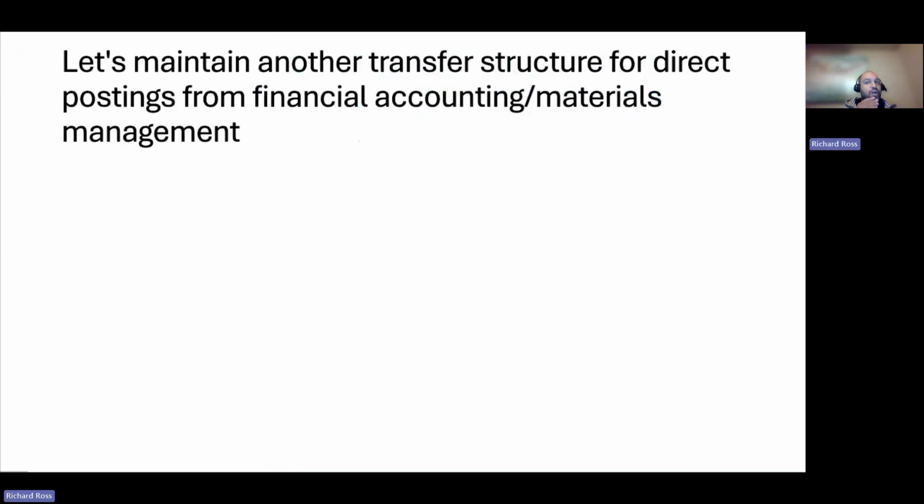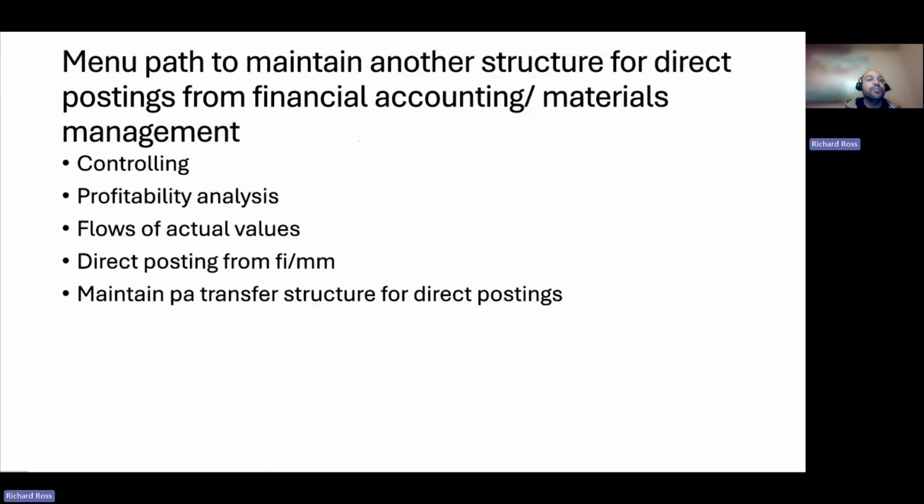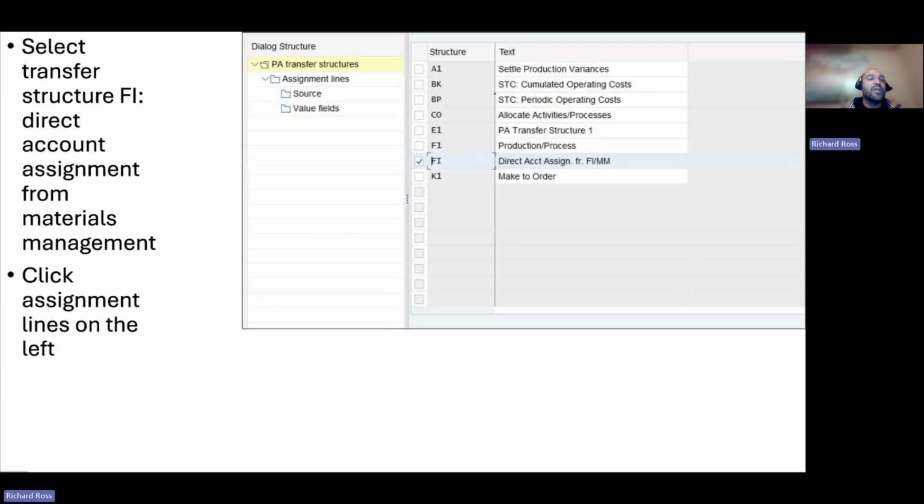Let's maintain another transfer structure for direct postings from financial accounting/materials management. Menu path: Controlling, profitability analysis, flows of actual values, direct posting from FI/MM, maintain PA transfer structure for direct postings. Select transfer structure FI, direct account assignment from materials management, by clicking that checkbox. Click assignment lines on the left.